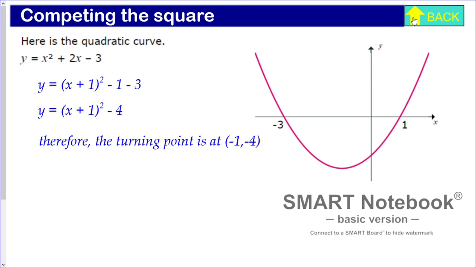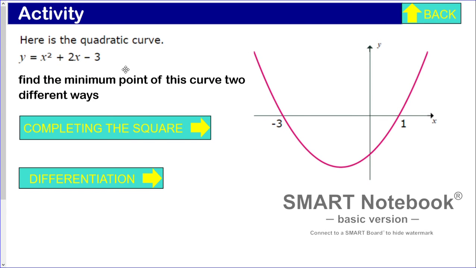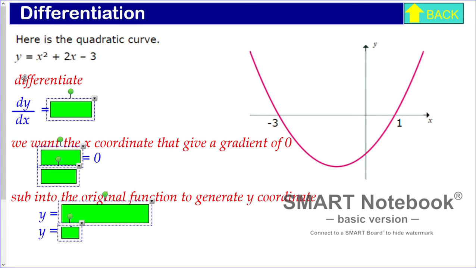So let's go back. The other way we're going to find this turning point is by differentiation. Let's see which one you think is easier, which one you like the best. Let's do it by differentiation. Here's the curve. The first step to find the turning point is to differentiate. So the derivative of x squared plus 2x minus 3 is 2x plus 2.